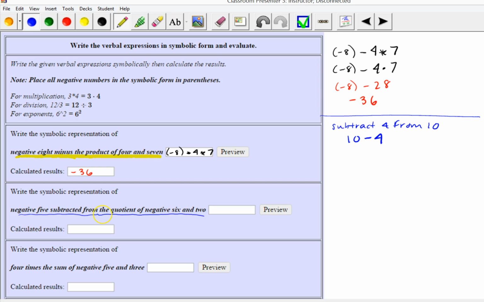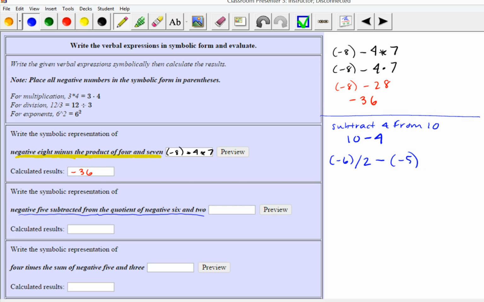So we're going to want to start with the quotient of negative 6 and 2. So negative 6 and 2, there's our quotient. I put negative 6 in parentheses. When you click preview, it should have negative 6 in the numerator or on the outside. Okay. And we want to subtract negative 5 from this. So negative 6 and 2 minus negative 5.